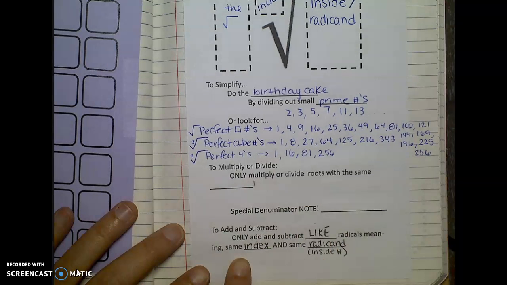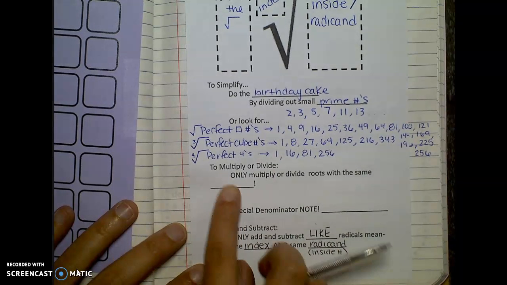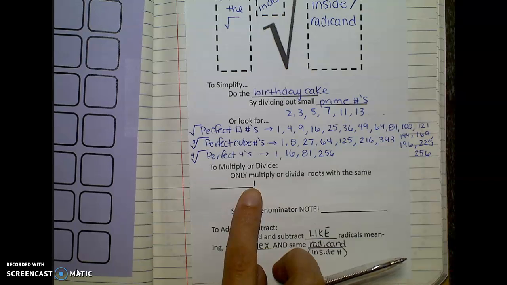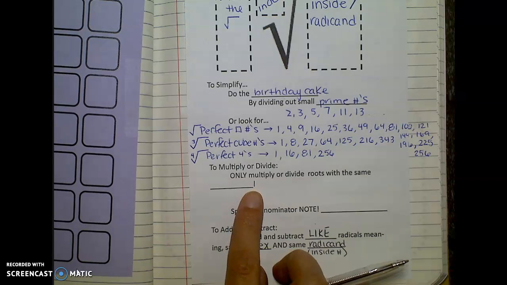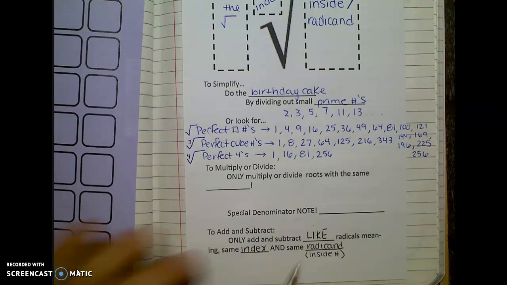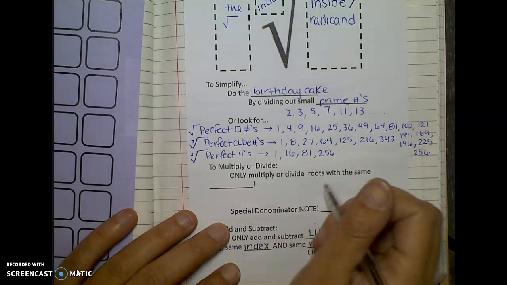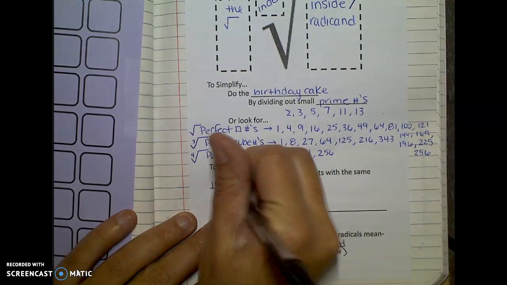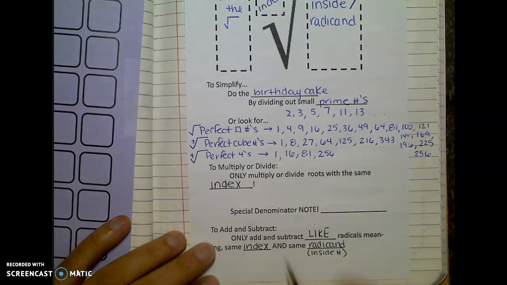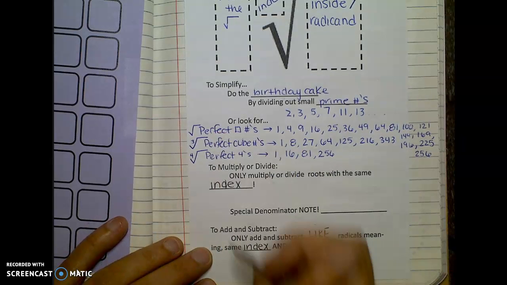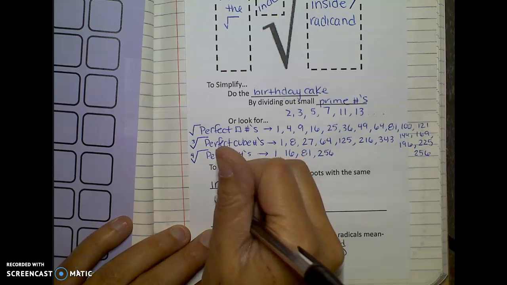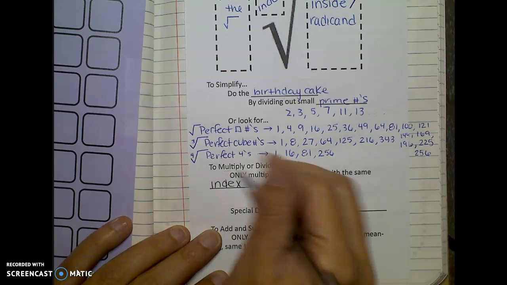So yesterday we talked about adding and subtracting. Today we're going to talk about multiplying and dividing. So to multiply or divide, you can only multiply roots with the same index. So it's a little less restrictive than addition or subtraction. And the way you do it is the same thing for multiply and divide.